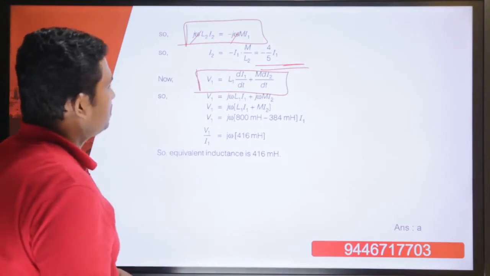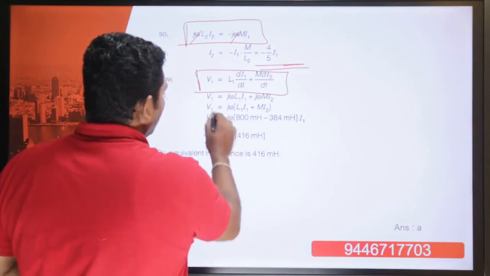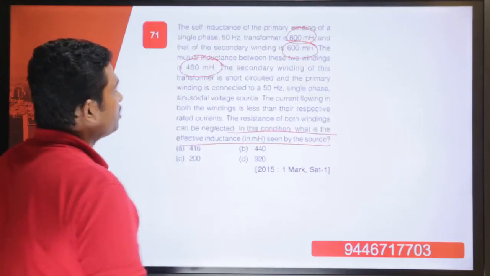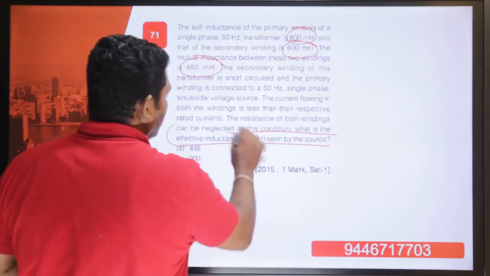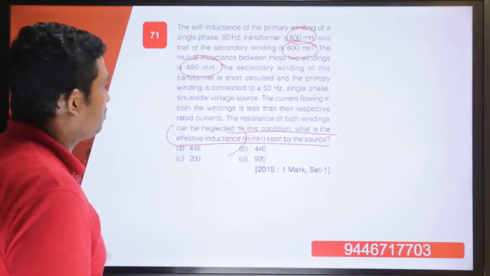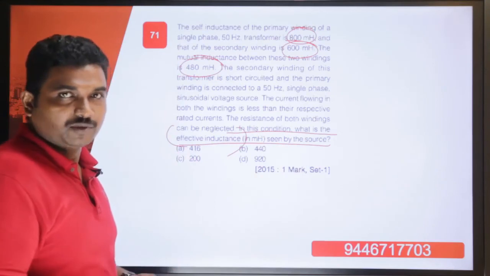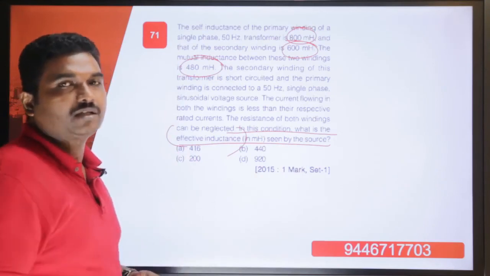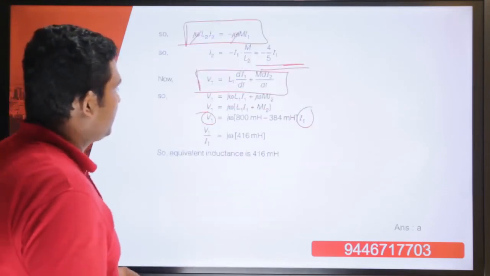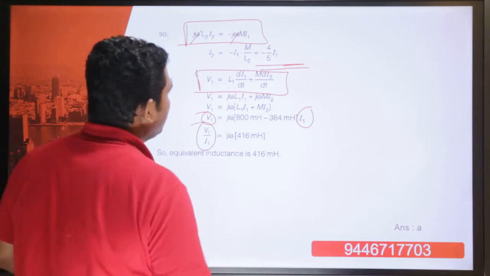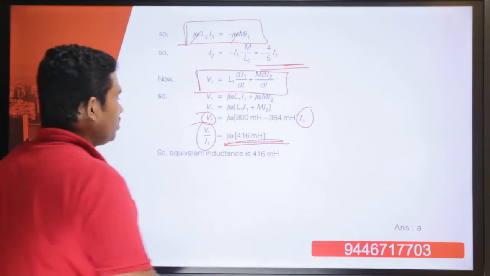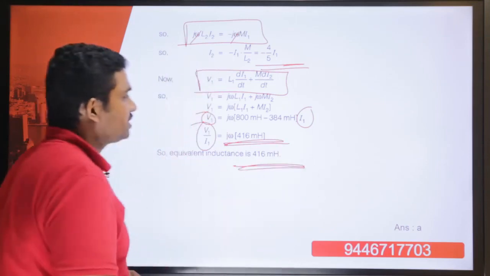So when you substitute these values, this expression will reduce to V1 by I1 form. You have to put the expression in V1 by I1 form because we want to find out the input impedance, isn't it? We want to find out the effective impedance. Effective inductance means it is effective impedance. So what is effective impedance? See, the machine is a transformer, so whatever effective impedance you see in the primary, it is actually the inductance of the machine. So you have to make it in the V1 divided by I1 form. So when you make it in V1 by I1 form, you will get it as j omega for 16 millihenry. So what is equivalent inductance? Equivalent inductance is 416 millihenry.